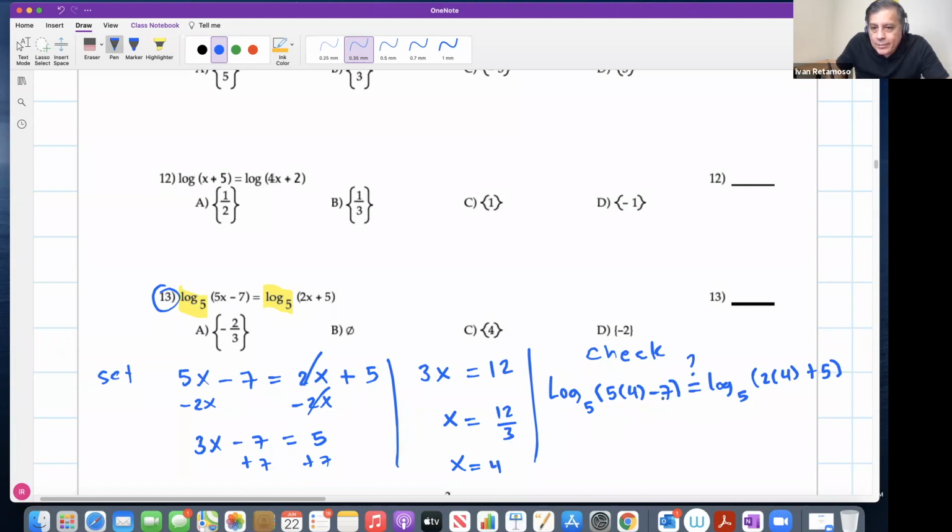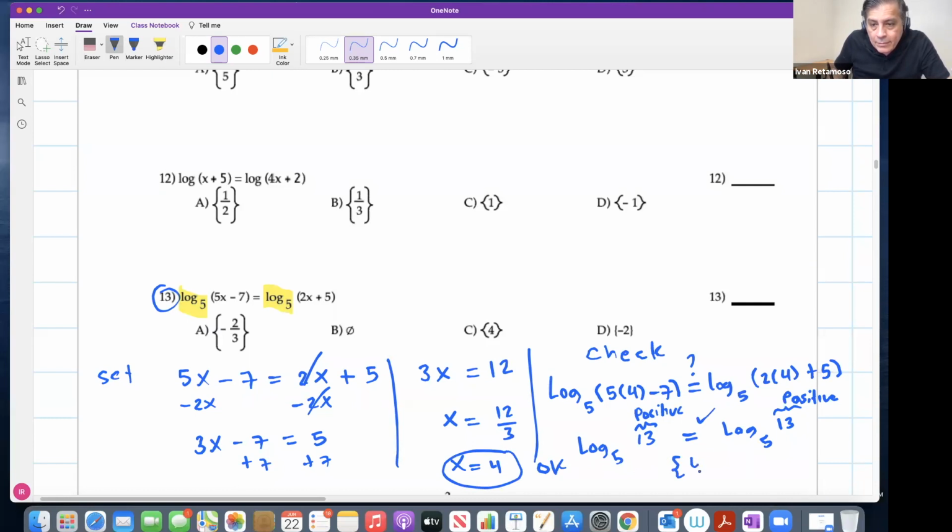5 times 4 is 20, minus 7, 13. Log base 5 of 13. Positive, so we are not in trouble. It's good. This one, 2 times 4 is 8, plus 3 is 13, also positive. So you can see, it will check. As soon as you determine that these are positive, you can be sure that this will check. So this is good. Then you say the solution set will be just 4, within braces. Excellent.